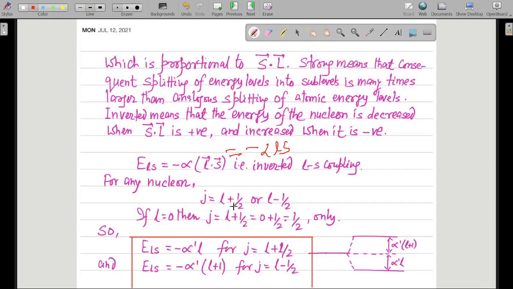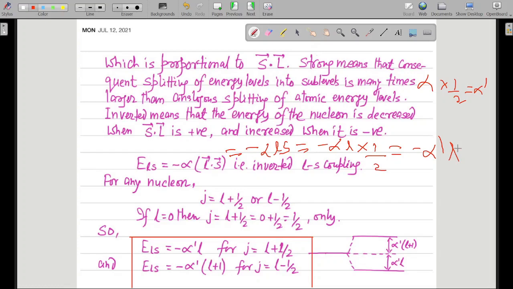Now we know this very well that the value of S is only half. So let us write alpha into half as another constant, alpha dash. So it will be equal to minus alpha dash L.